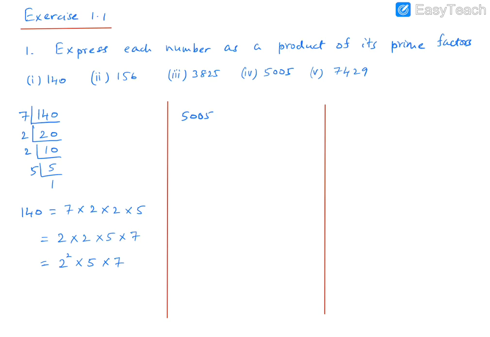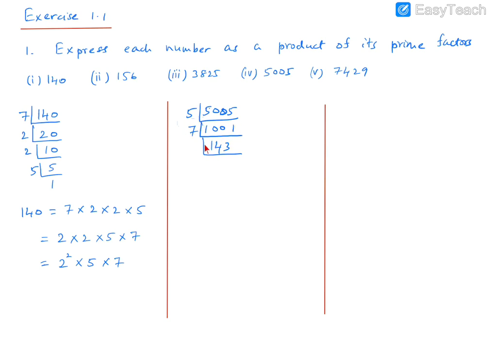So 5005. Since it's ending in the digit 5, let me keep some space on the left so it's easier to write. 5005. So 5 ones are 5, 001. So it's 1001, and we'll need to check whether any other prime number goes into 1001. When we checked with 3, it does not go. The next prime number is 5. 5 does not go in that also because it does not end in 5 or 0. So we check with 7 now.